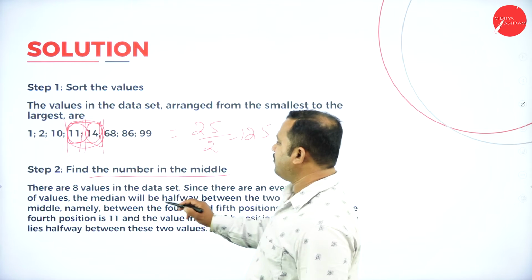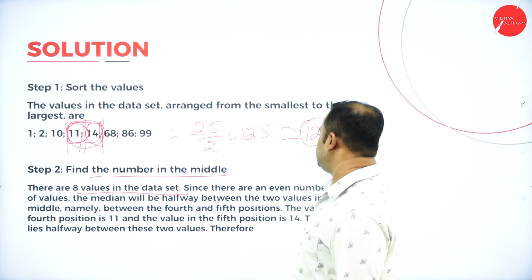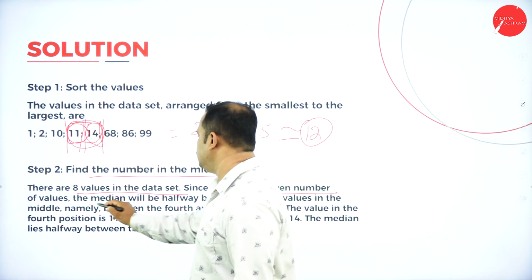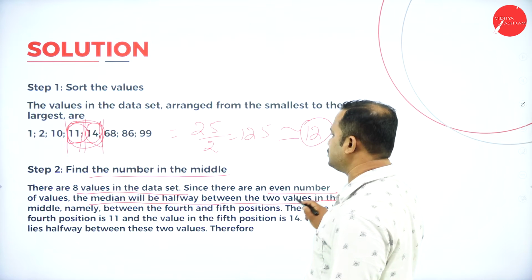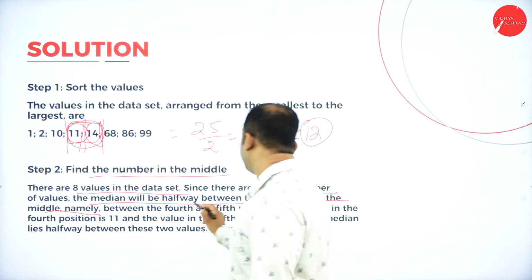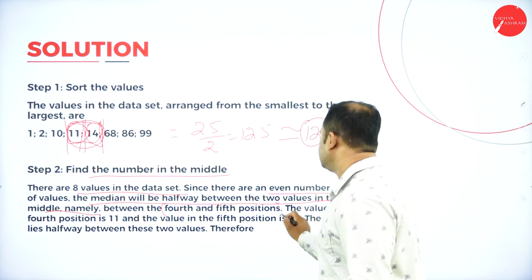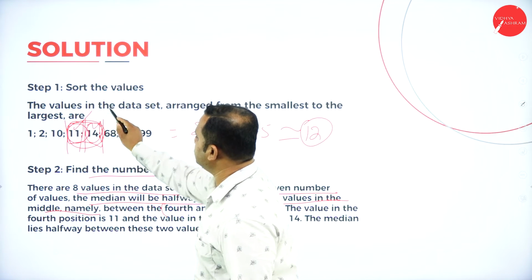Find the number of middle values. There are 8 values in the data set, and for an even number of values, the median will be halfway between the 2 values in the middle, namely between the 4th element and the 5th element. Which is the 4th element? That is this and this.